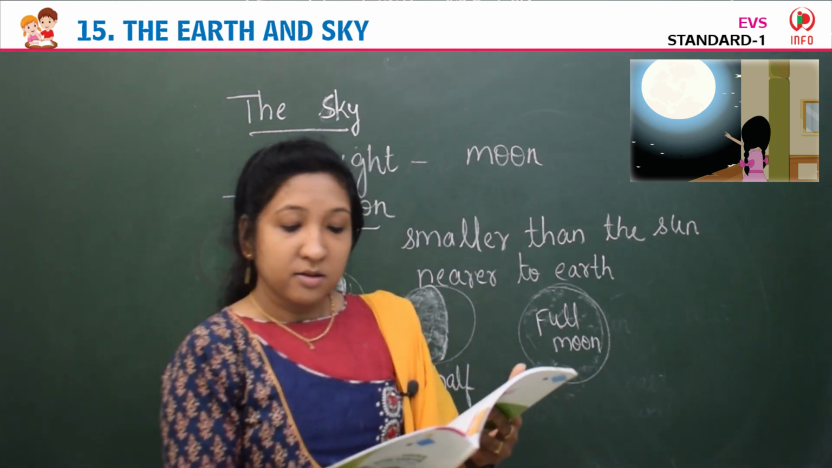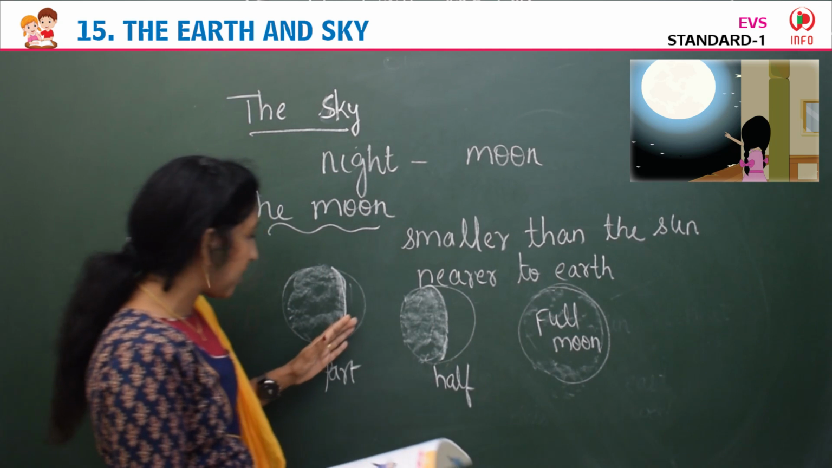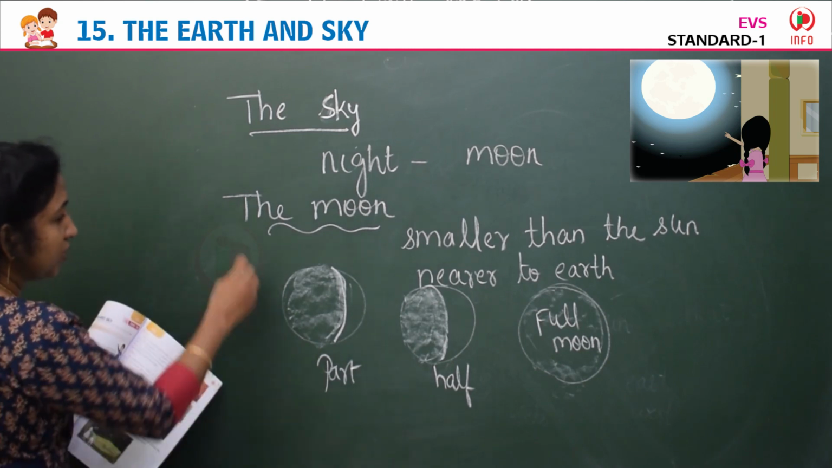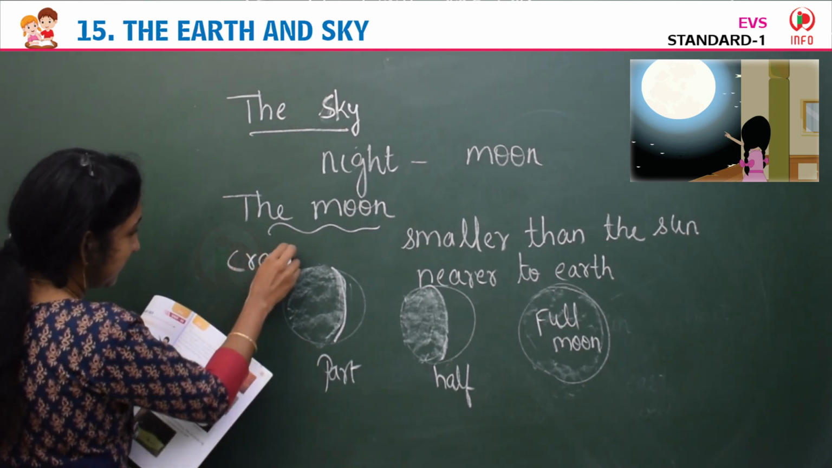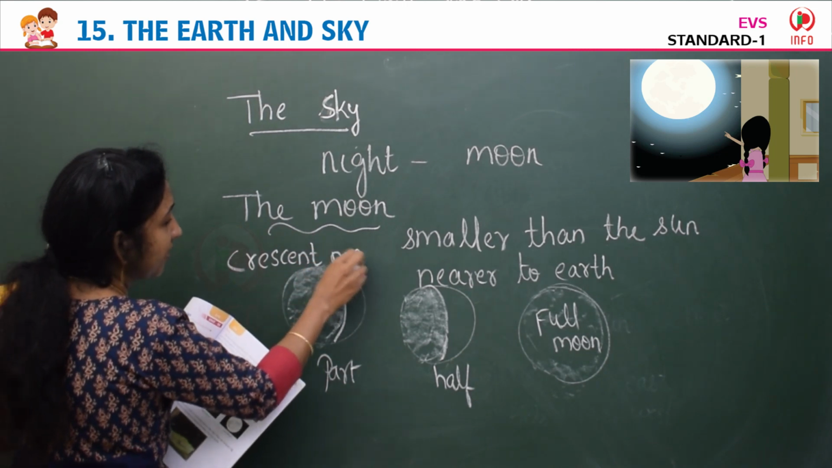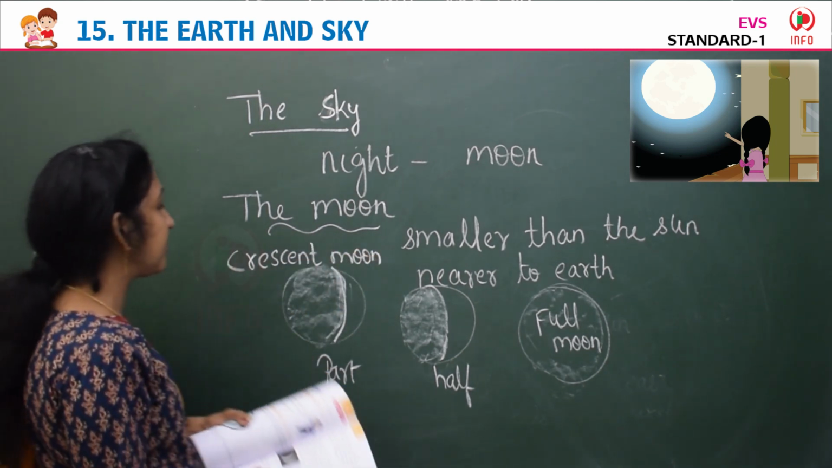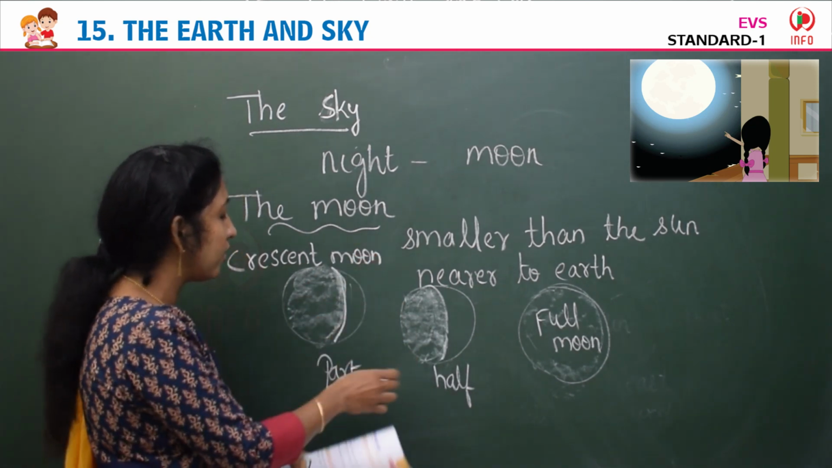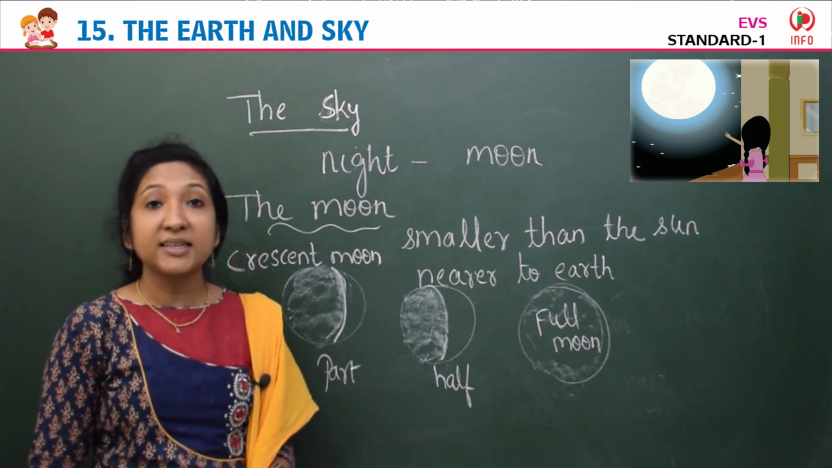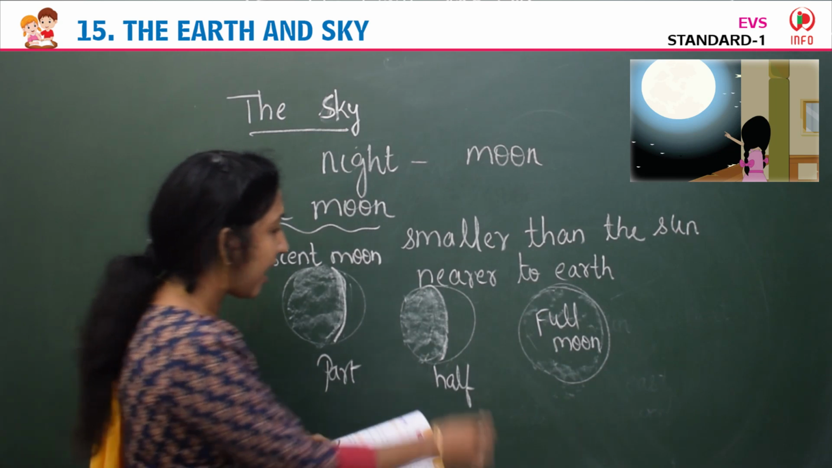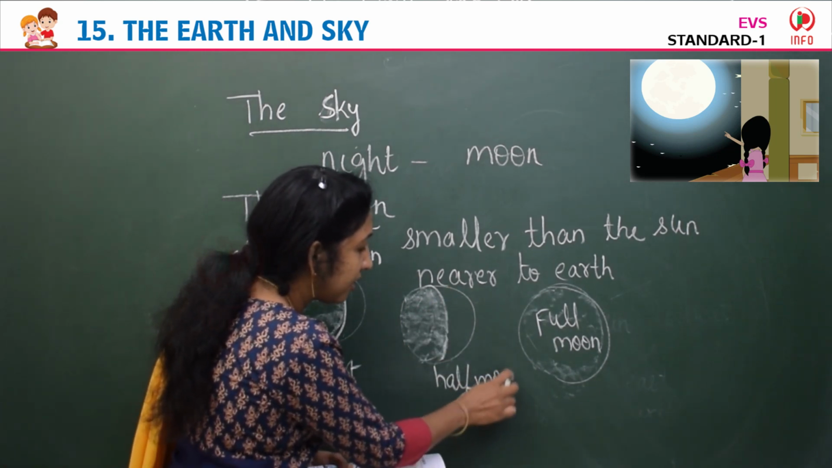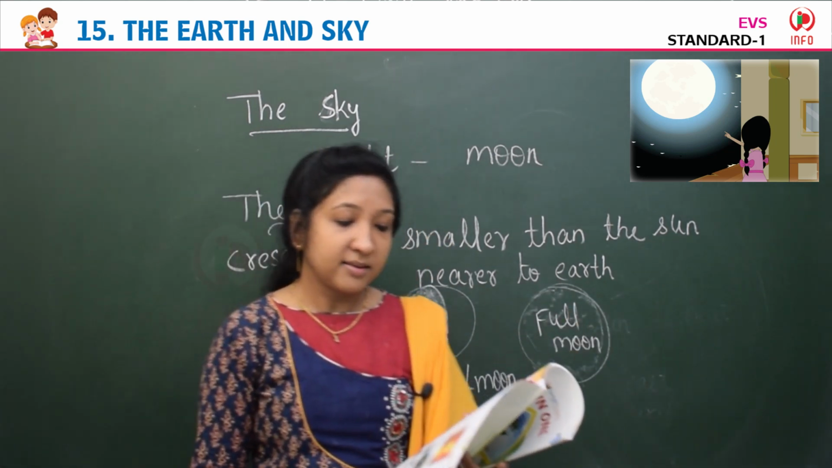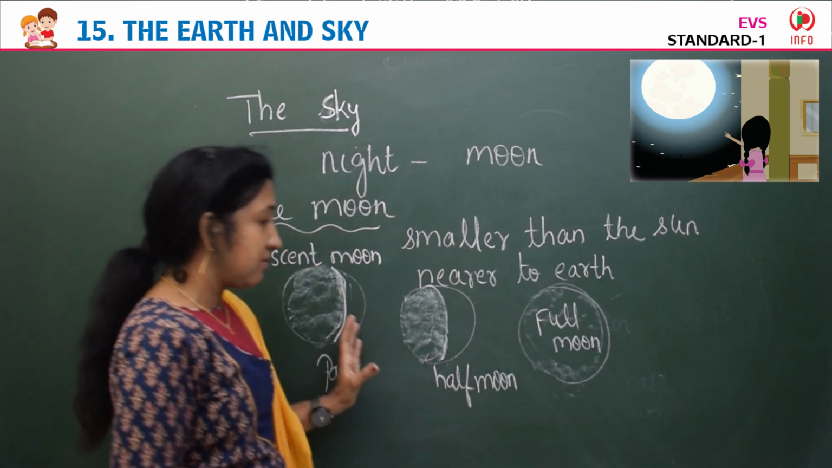Yes. The part of the moon, this one, sometimes we can see only a part. This moon is called by the name crescent moon. Crescent, C-R-E-S-C-E-N-T. Crescent moon. Sometimes we can see the half moon. This is the half moon. And sometimes we can see the full moon. Yes, so these are the shapes of the moon.